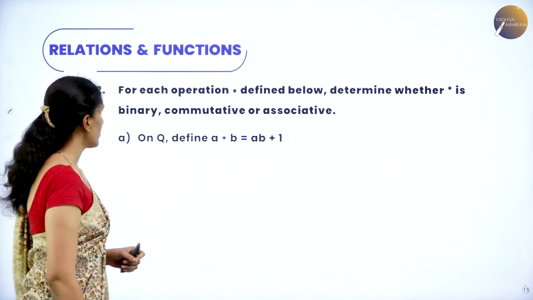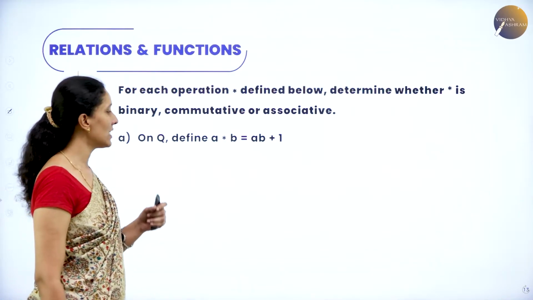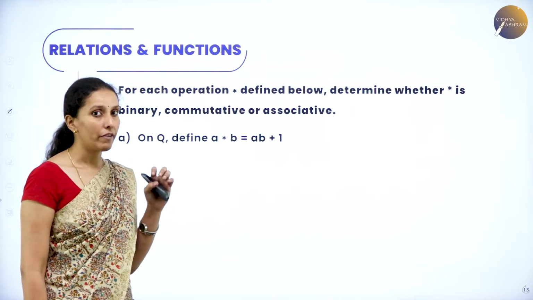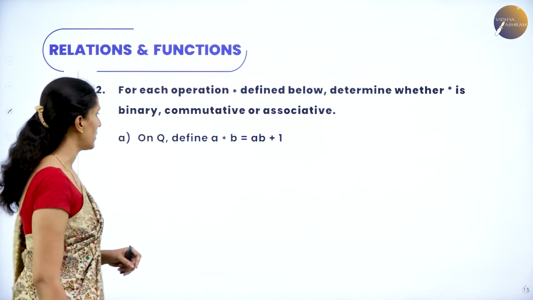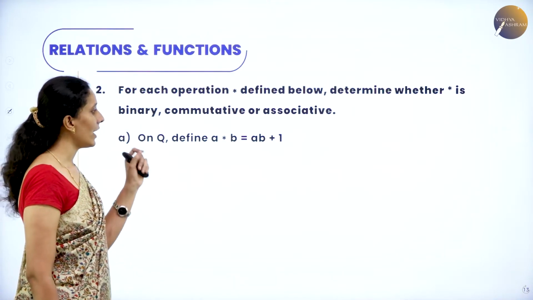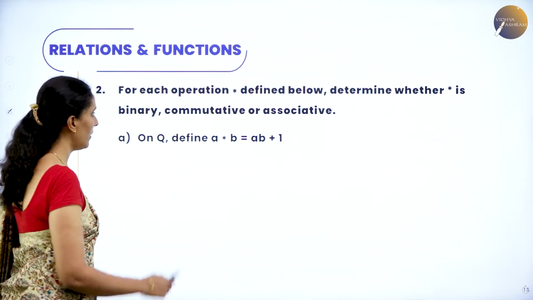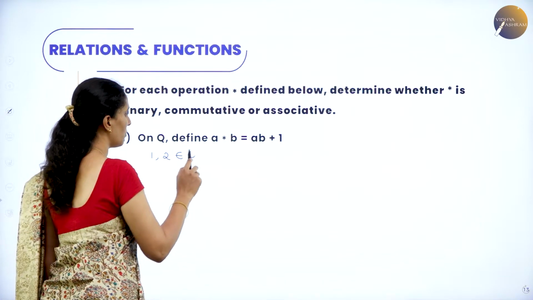Let's move on to the questions now. For each operation star defined below, determine whether star is binary, commutative or associative. First, we will verify whether it is binary, then we will verify whether it is commutative or associative. On Q, define A star B is equal to AB plus 1. Take any example. Let me take 1, 2 belongs to Q.